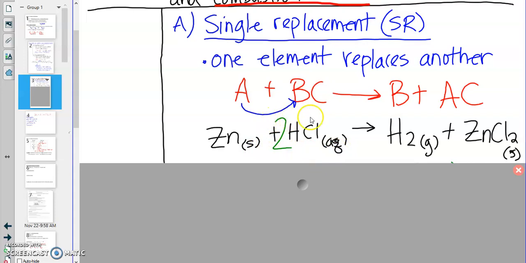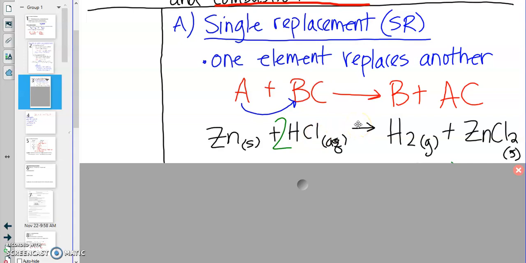Don't forget, we have to balance it on both sides, right? I have 1 zinc atom here, I got 1 over here. That one's good. I have this 2, which is distributed on the H and distributed on the chlorine. So we have 2 hydrogens, 2 chlorines. Let's check over here. H2, that's 2 hydrogens. That is correct. Chlorine, I got that little 2 down there. That also means I have 2 chlorines. So we are balanced. That's a single replacement reaction.